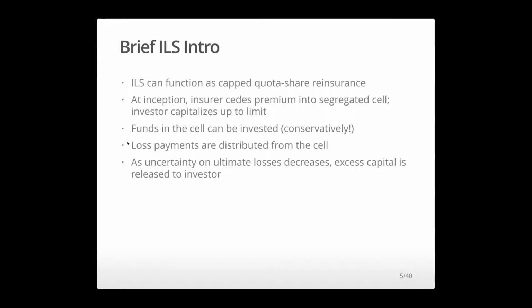As loss payments are actually paid, they're distributed from the cell. And as uncertainty on ultimate losses decreases to a certain point, then the excess capital in the cell is finally released back to the investor. So after 5 years, if it's pretty clear that ultimate losses are going to be, you can't say exactly what they're going to be because there's still some uncertainty, but say less than 70 million, then you can push 20 million back to the investor, because at that point, that capital is no longer needed and they can take it as profit.